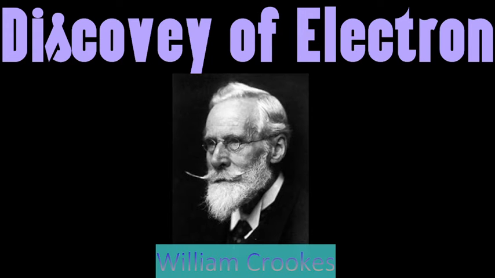In 1879, William Crookes, a British scientist, first observed the electron. He performed experiments in a glass tube from which air had been removed. He placed metal plates called electrodes at both ends of the tube. The negatively charged electrode is the cathode and the positively charged electrode is the anode. Point number 1.